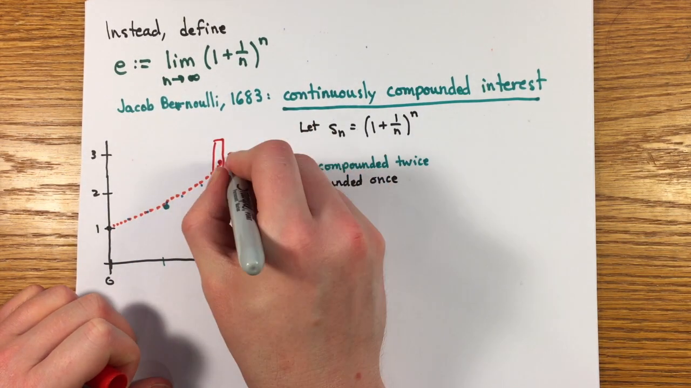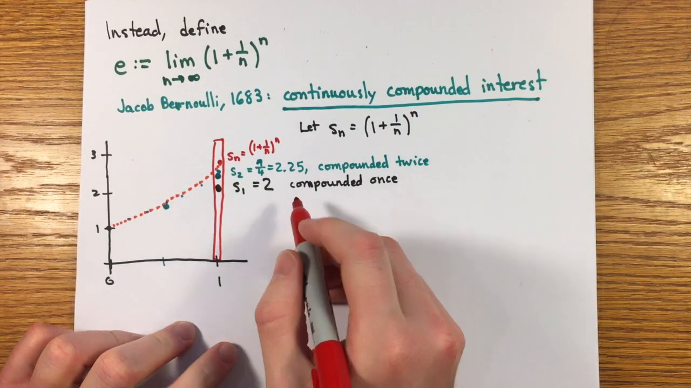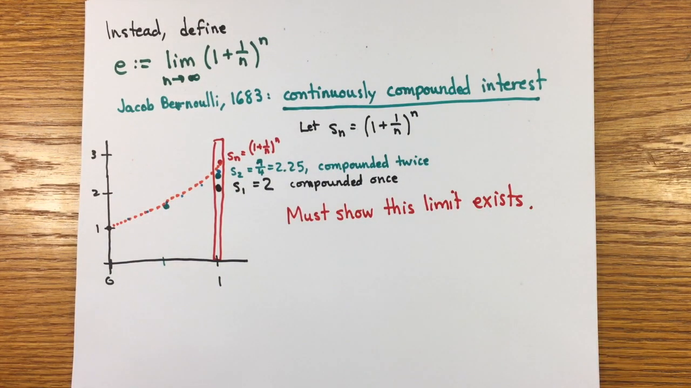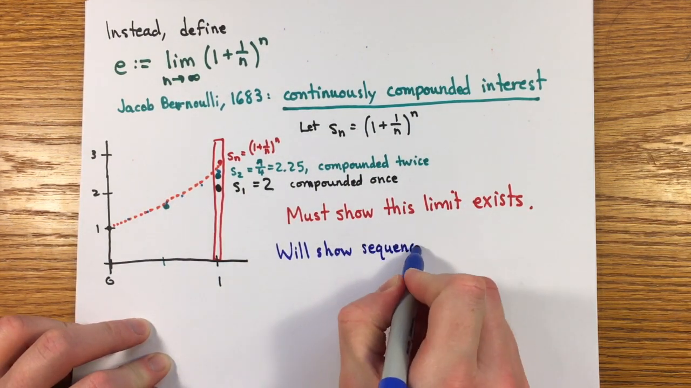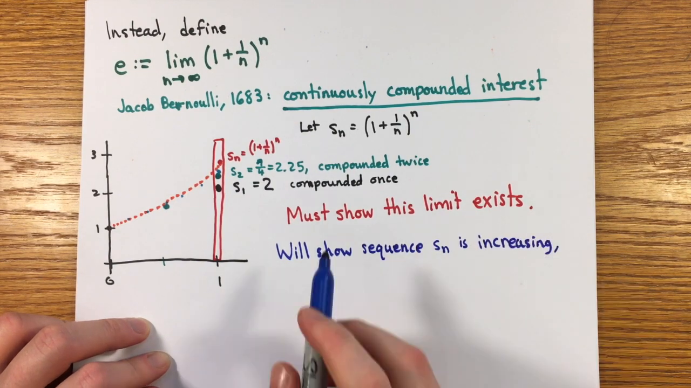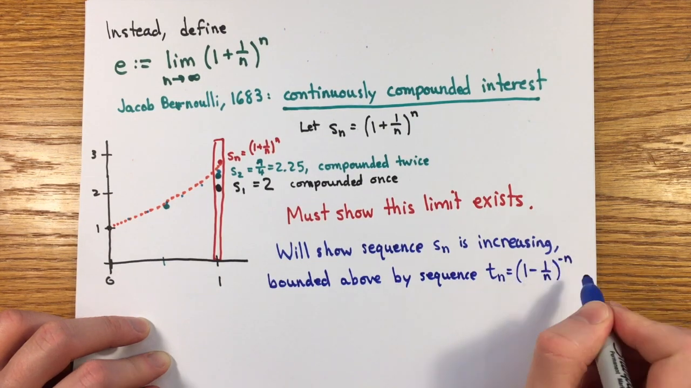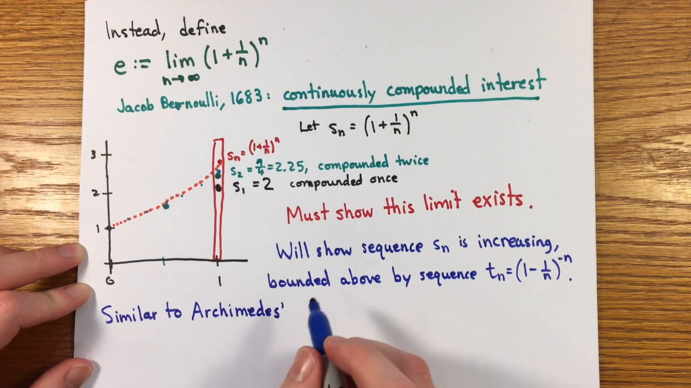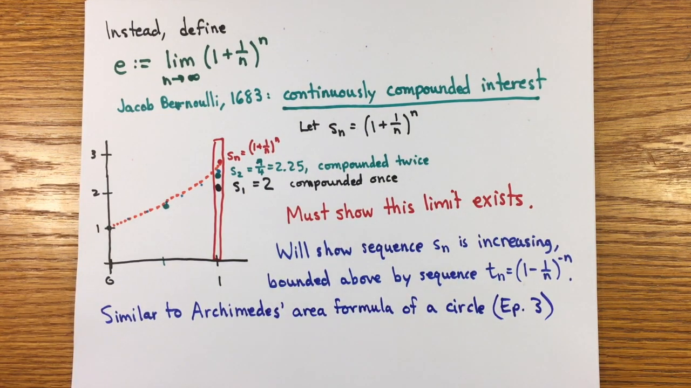But in my view, we have an assertion that requires a proof, namely that the sequence S sub n equals (1 plus 1 over n) to the n converges. So let's prove that. We can use a similar strategy as used by Archimedes to find the area of a circle, see my episode 3, by showing there's a unique number bounded between an increasing sequence and a decreasing sequence. We have to show that the sequence S sub n is increasing, and these numbers are bounded above by a decreasing sequence T sub n, which will be (1 minus 1 over n) to the minus n.